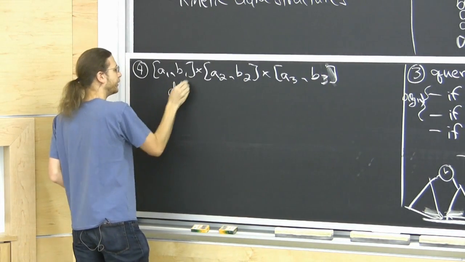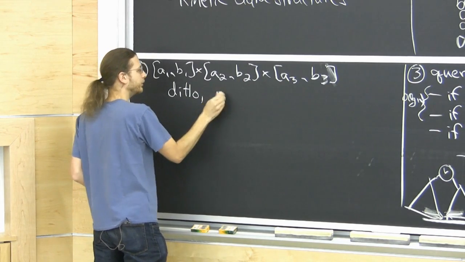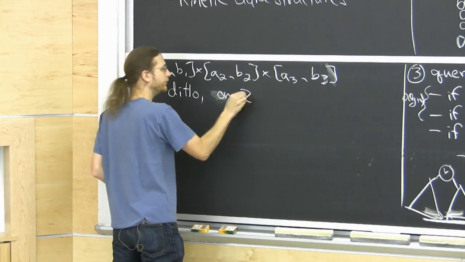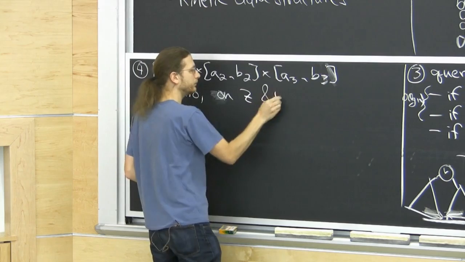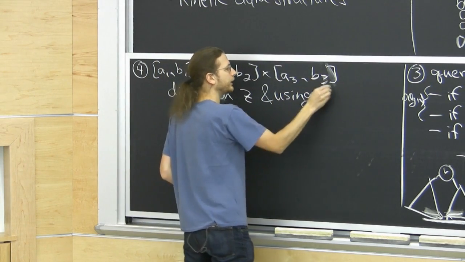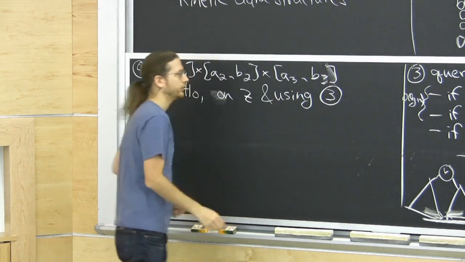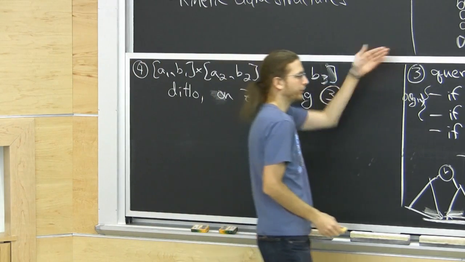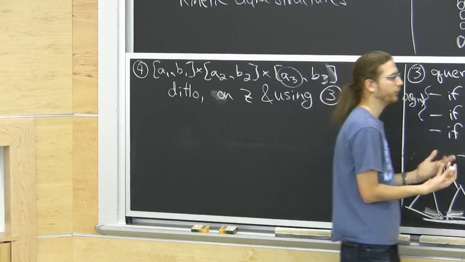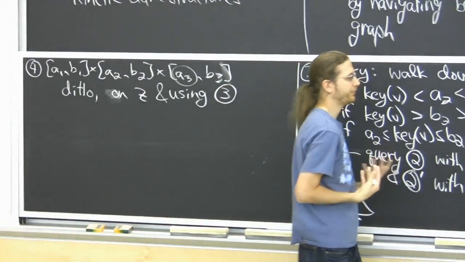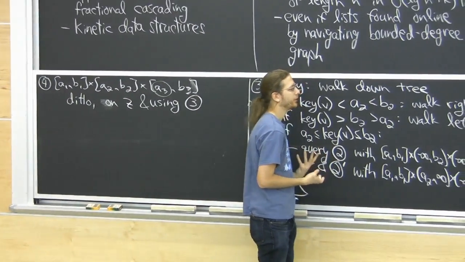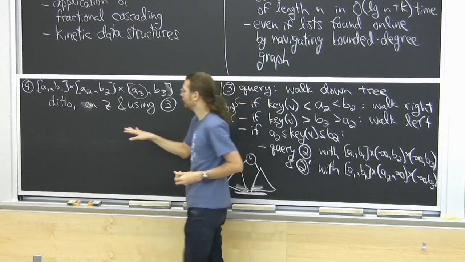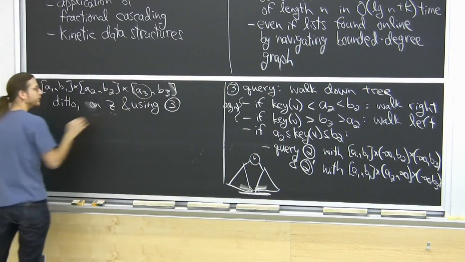Just ditto on Z, and using 3 in place of 2. So we want to add in this A3. We build a 3 data structure. We build 3' data structures in exactly the same way. 3's are on the left, 3's are on the right of every node in this range tree on Z.